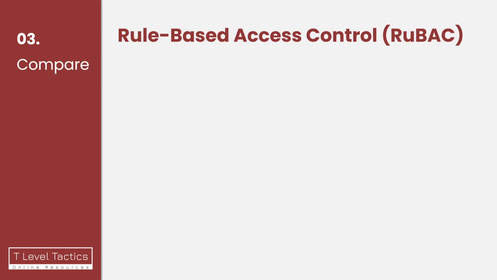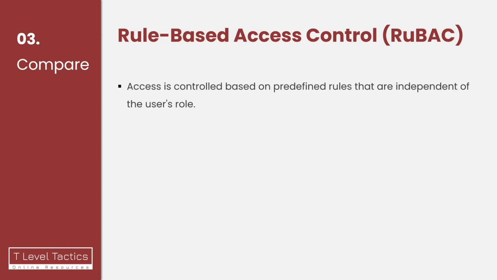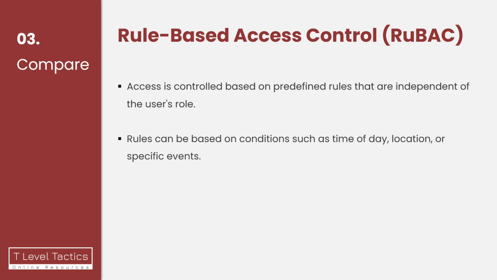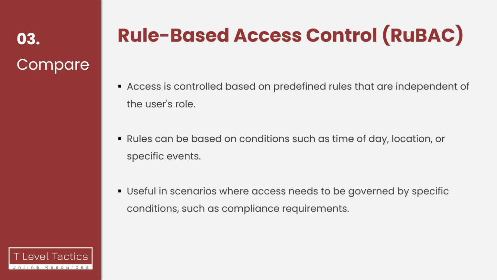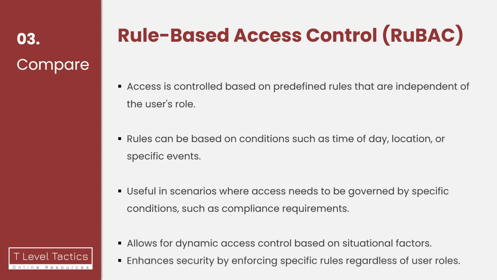And finally, rule-based access control, where access is controlled based on predefined rules that are independent of any user's role. And these rules can be based on conditions such as time of day, location, or specific events. Rule-based access control could be particularly useful in scenarios where access needs to be governed by specific conditions such as compliance requirements. And it allows for dynamic access control based on situational factors, enhancing security by enforcing specific rules regardless of a user's role.